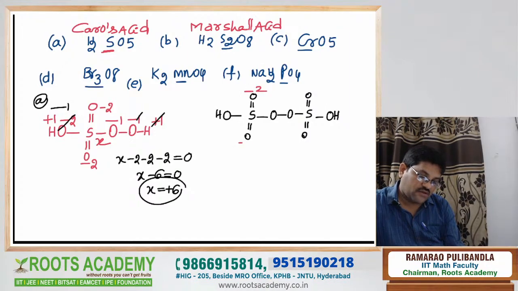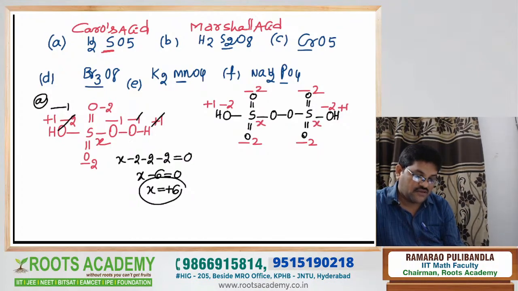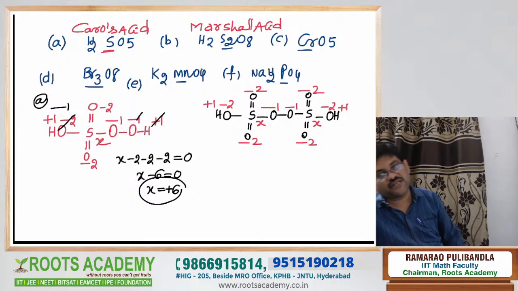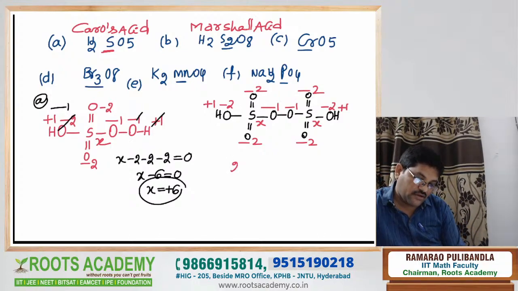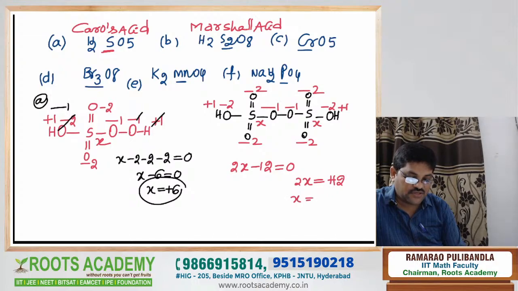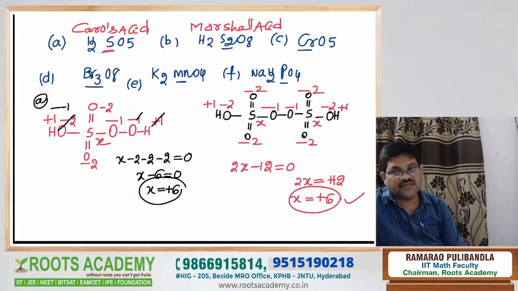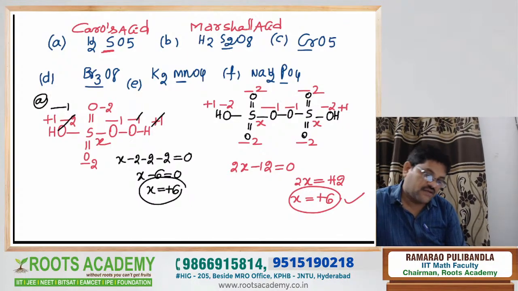Now this oxygen is what? Because of the usual state, the oxygen state is minus 2, minus 2. This is minus 2 plus 1. This is minus 2 plus 1. The sulfur is X. Because of the peroxy linkage, you write minus 1, minus 1. Therefore, 2X minus 12 is equal to 0. Therefore, 2X is equal to plus 12. Therefore, X is equal to plus 6. Understood what I am saying? Right? So this is completed.